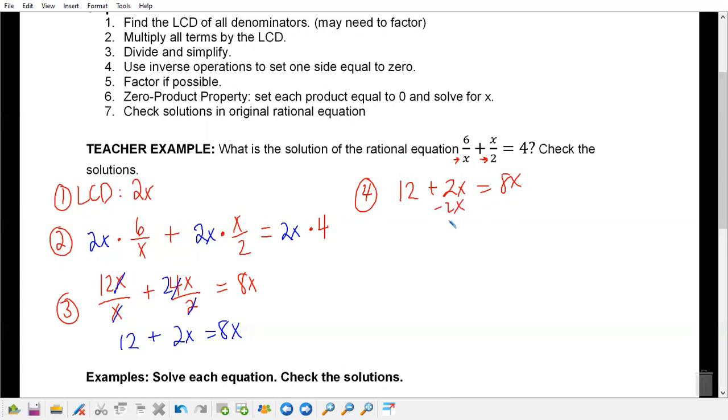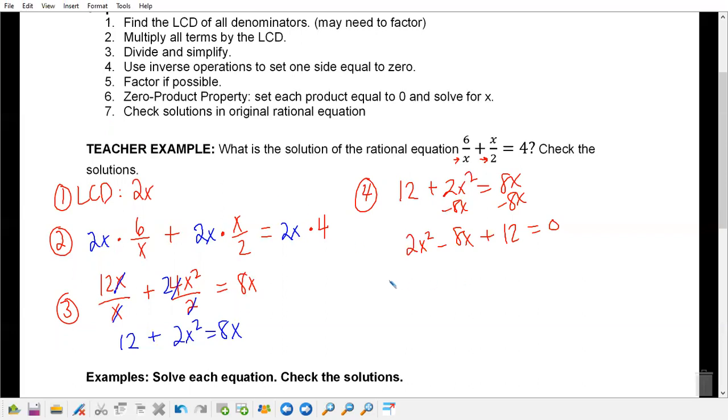I don't wanna have any negatives, so I'm going to do my math correctly. This is supposed to be 2x squared. I dropped my square. My bad. Not subtract 2x. Teacher showing you that you can make mistakes as well. All right, 12 plus 2x squared equals 8x. So I'm gonna subtract 8x from both sides. That leaves me with 2x squared minus 8x plus 12 equals zero.